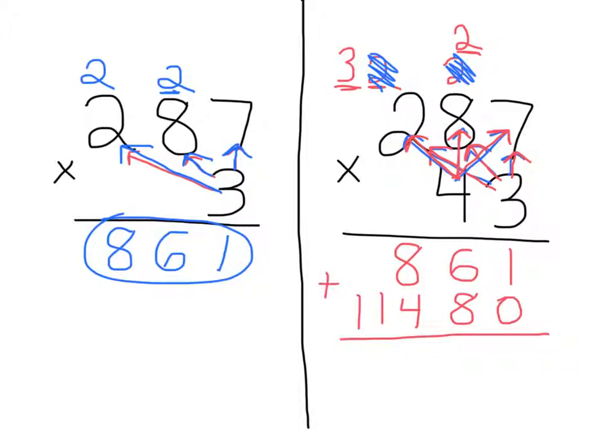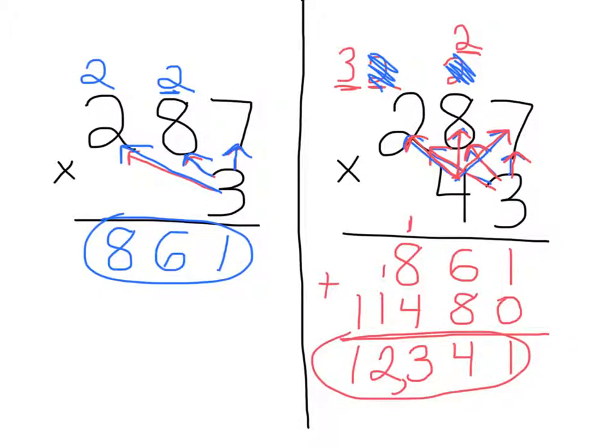And now we're ready to add these up. 1 plus 0 is 1. 6 plus 8 is 14. Carry the 1. 1 plus 8 is 9, plus 4 is 13. 1 plus 1 is 2. And 0 plus 1 is 1, and we've got our answer, 12,341. Let's look at another.